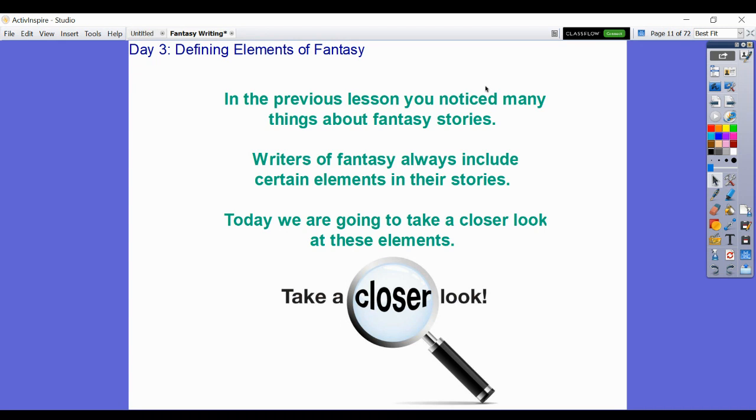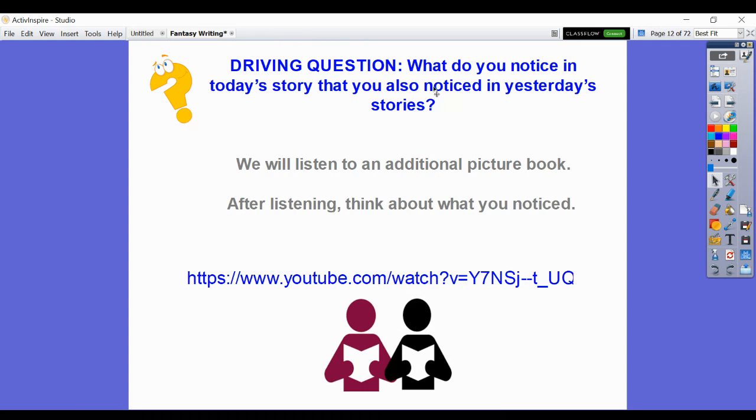So in the last lesson, we had a chance to observe a video online, and we noticed the elements of fantasy: what fantasy always contains, what fantasy sometimes contains, and what fantasy never contains. You'll be successful after this lesson once you can recognize the 3 different elements of fantasy: always, sometimes, and never. So today we're going to take a closer look at these elements. The driving question for today is, what do you notice about fantasy?